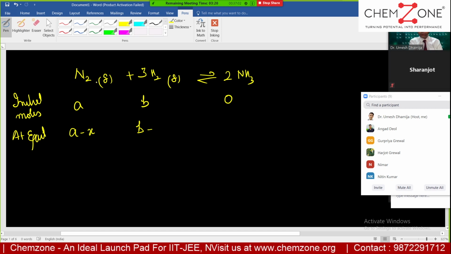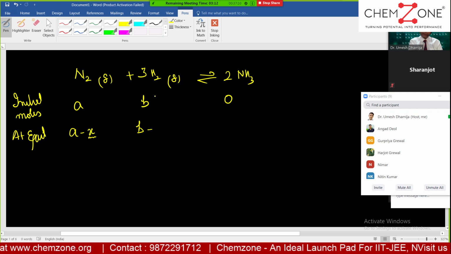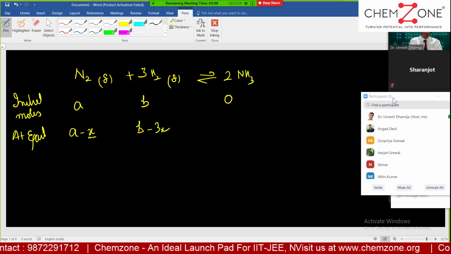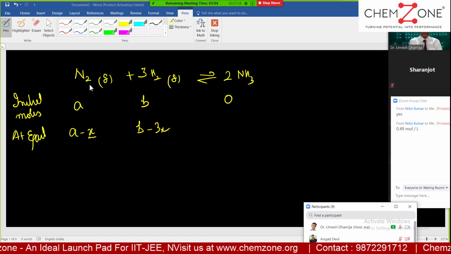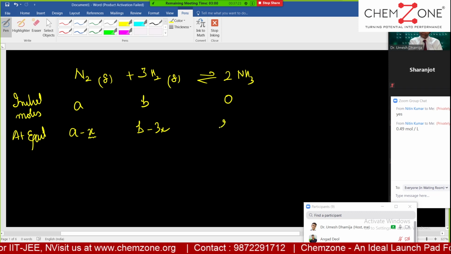1 mole of nitrogen react with 3 moles of hydrogen. So if I am reacting here X mole, so 3 moles of hydrogen will be reacting, 3x will be reacting. Getting me this one? Yes, sir. So if 1 mole of nitrogen disappear, 2 mole of ammonia will be formed. So X and now it is a 2x.